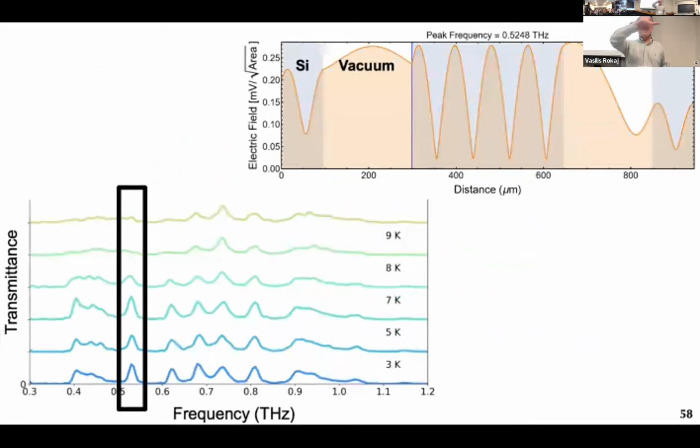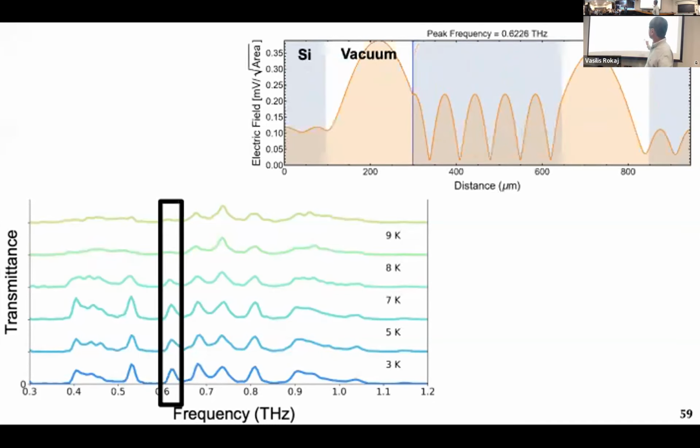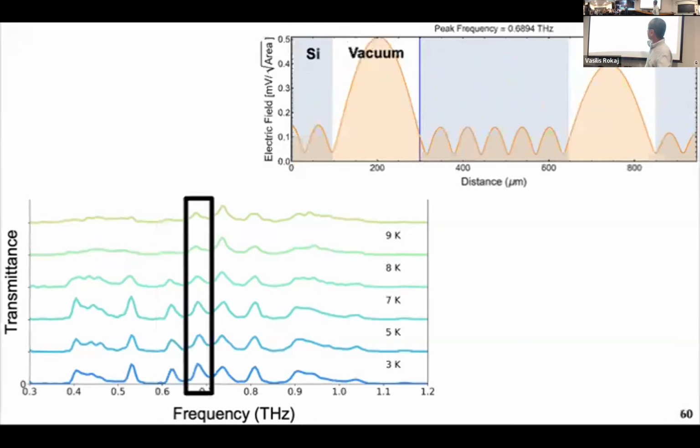We can simulate the electromagnetic mode profiles of the different modes in the cavity. For example, this particular mode has a large amplitude at the location of the superconducting film. That is why this particular mode is strongly affected by the superconducting transition. But when you go to this mode, it has a smaller amplitude, so there is less influence on this mode.